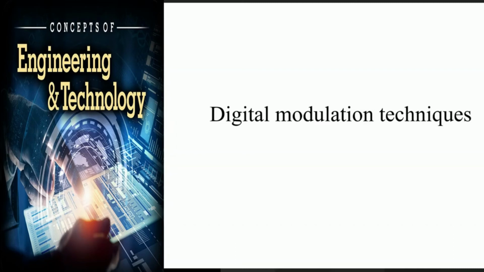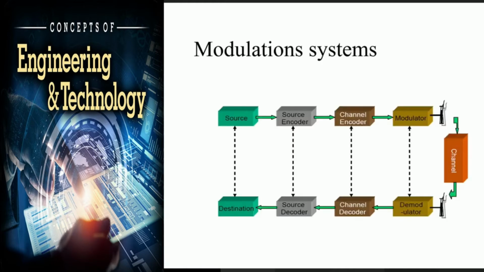Transmission purpose. So we have analog modulation, digital modulation, and pulse modulation. We'll be looking at the different types of modulation techniques here. When you have this modulation system, we have a source. Whatever information you have goes through the source encoder, then we look at the channel encoder, then we have the modulator.